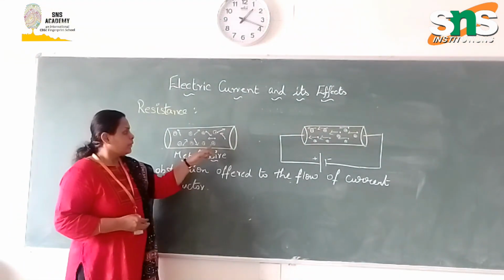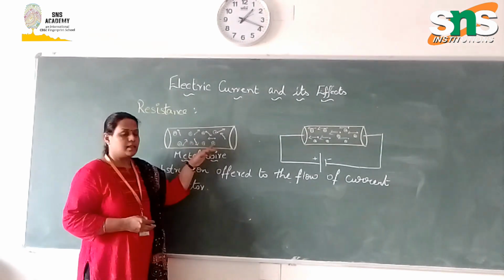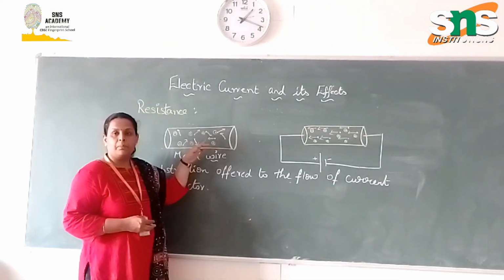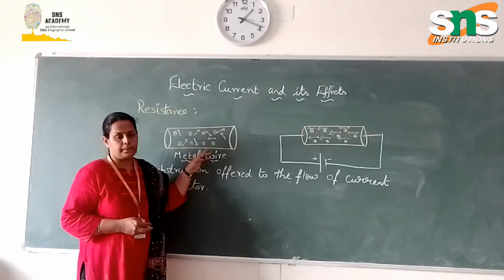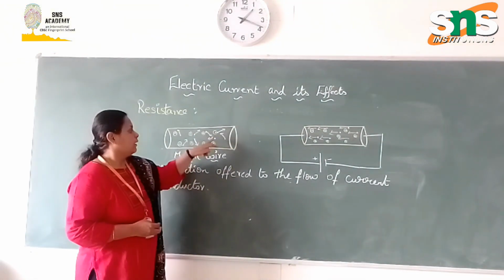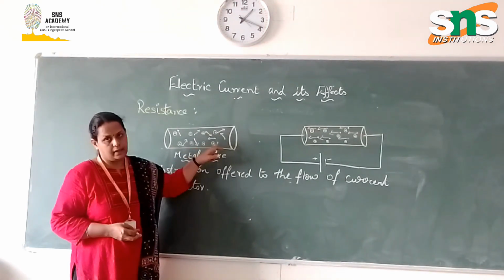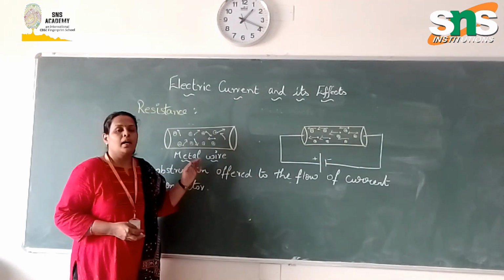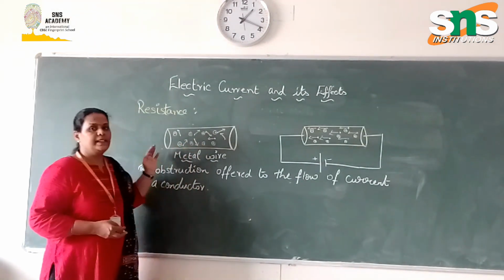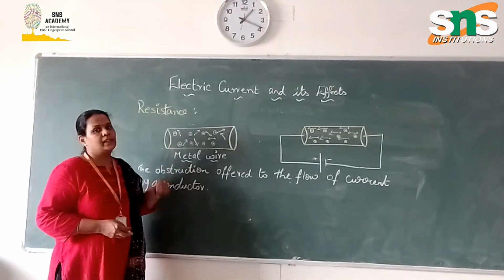If you see these yellow circles drawn with a plus inside, they are called positive ions, and the white dots represent electrons here, and the arrow mark represents the direction of motion of these electrons. Okay, the direction of movement, in which direction they are moving.